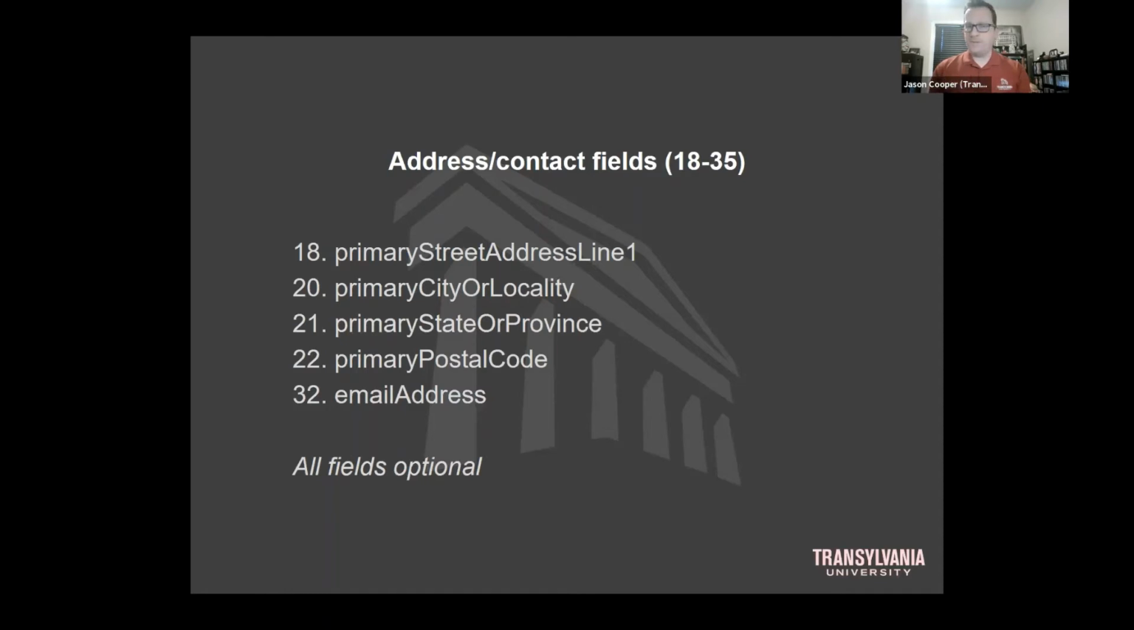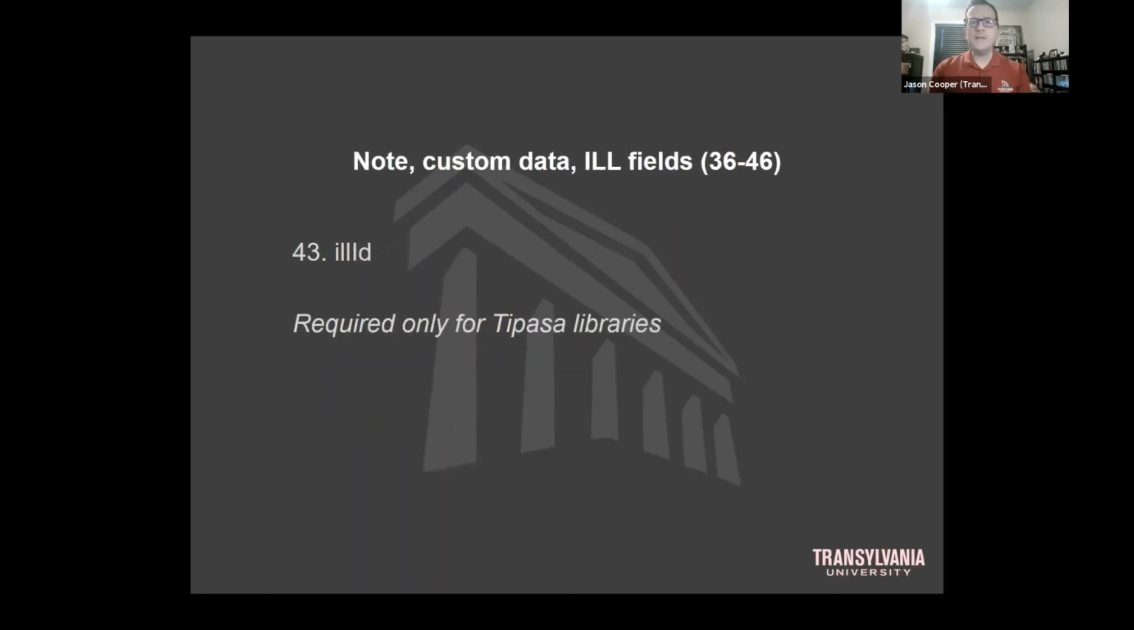Again, you don't have to use all of these, but one of the data elements within 18 to 35 has to be present for your record to be valid. And then finally, you have note and custom data fields, and also a couple of fields that are specific to PASA as an ILL solution. We only use one of these. There are actually 4 custom data fields that your library can use. We don't use any of them.